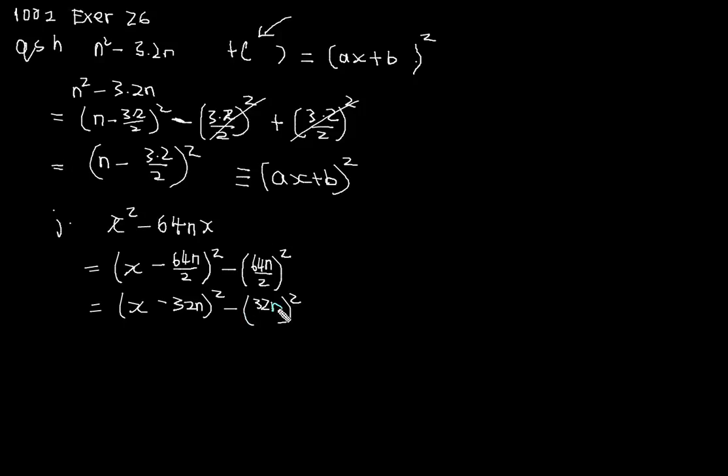The original question asking you is this: the one that you have to add, (32n) squared. But you just do this. This is just a practice.